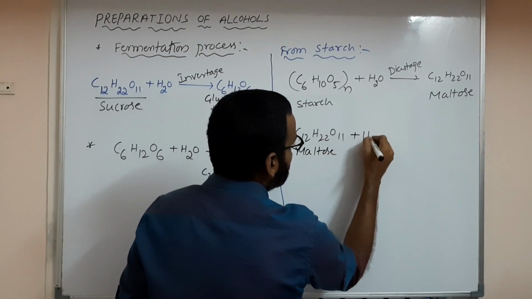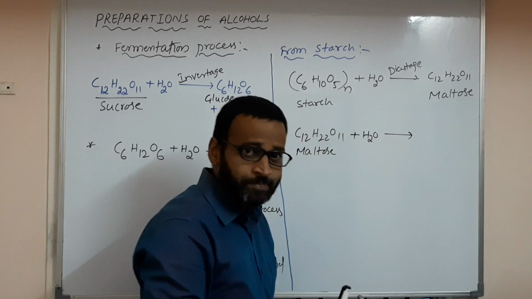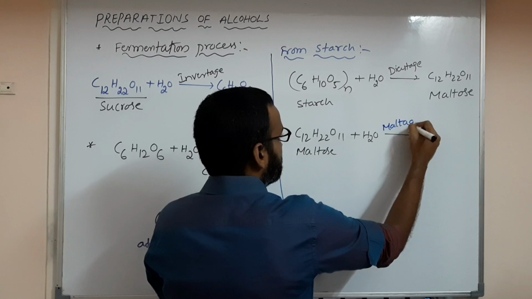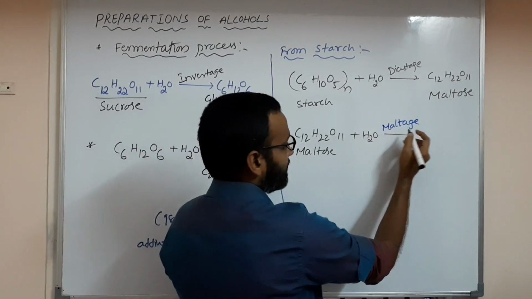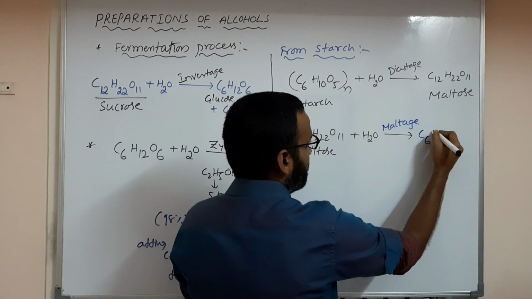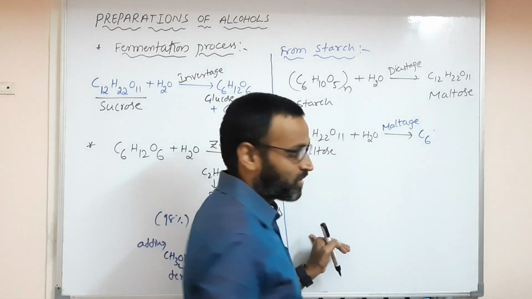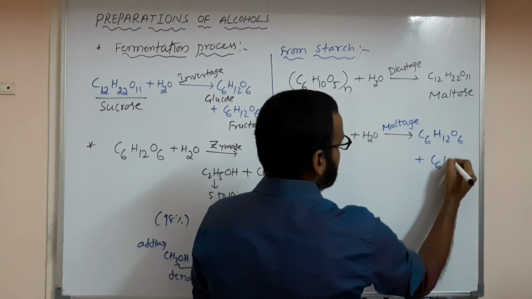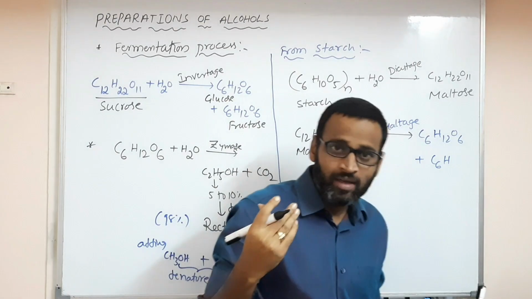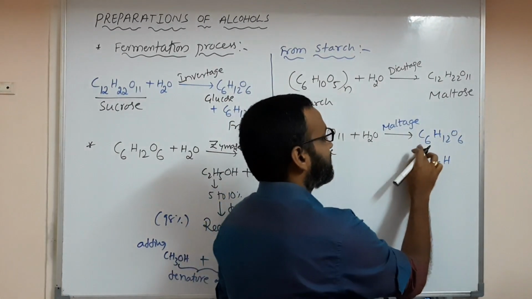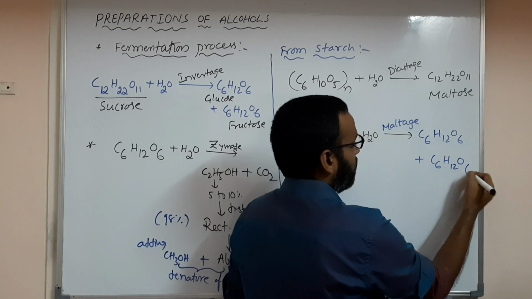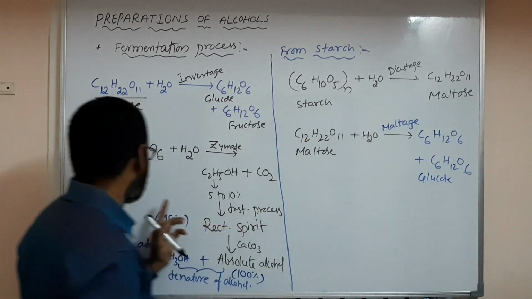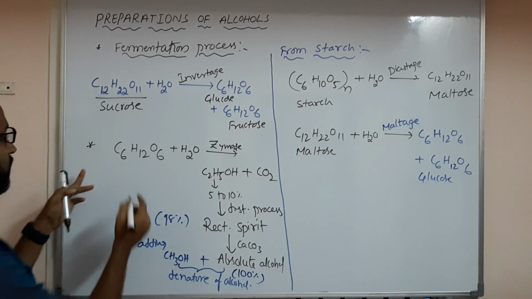Now maltose on hydrolysis, that means decomposition, in presence of maltase enzyme, you will get 2 moles of glucose, C6H12O6 and C6H12O6. Both are glucose only. I can write glucose.